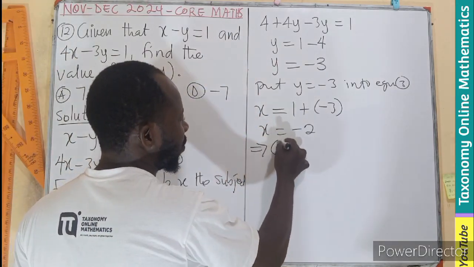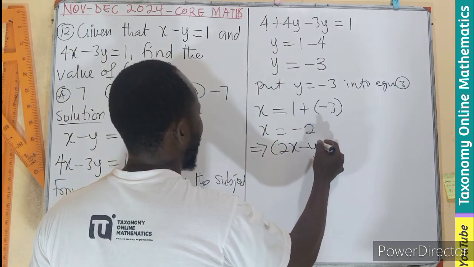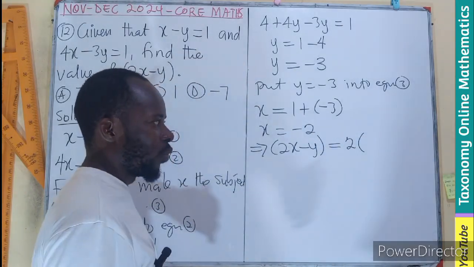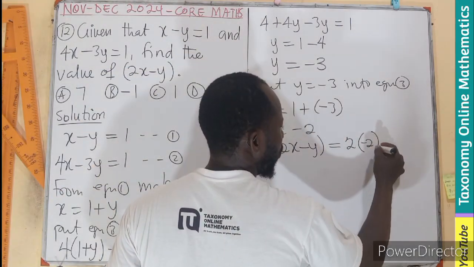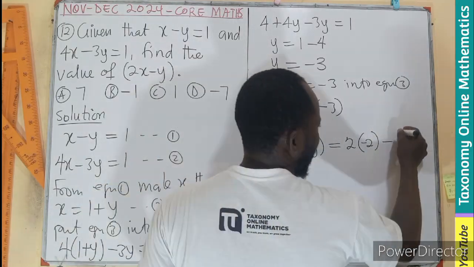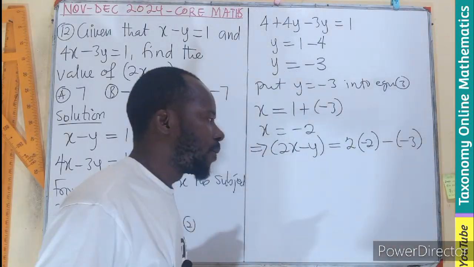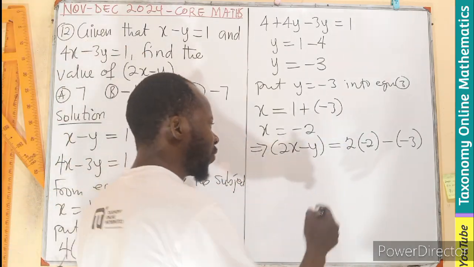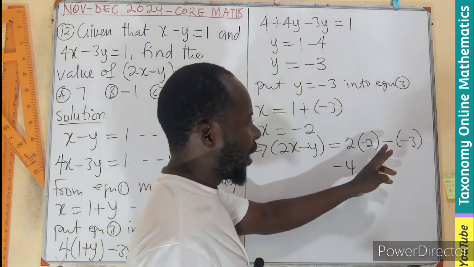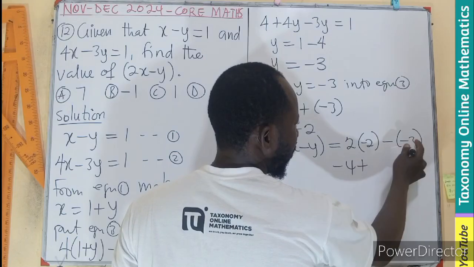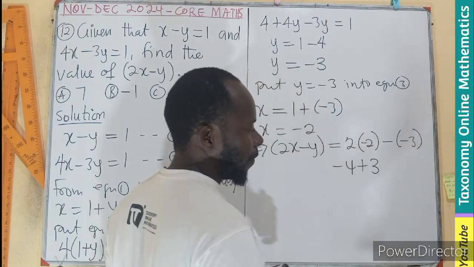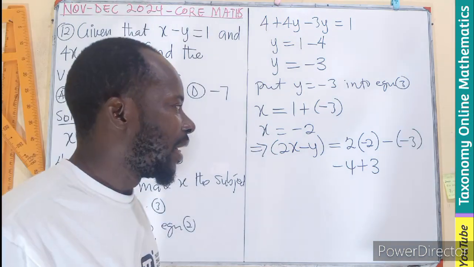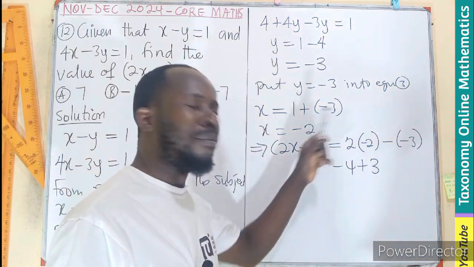That implies that 2x minus y will now become 2 times x, which is minus 2, minus y, which is minus 3. We deal with the first one, negative 2 times 2. That will be minus 4, right? Negative become positive. So that will give us a 3. Minus 4 plus 3, it's more or less like 3 minus 4.